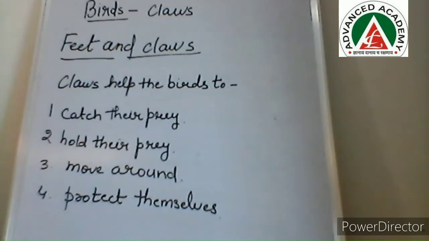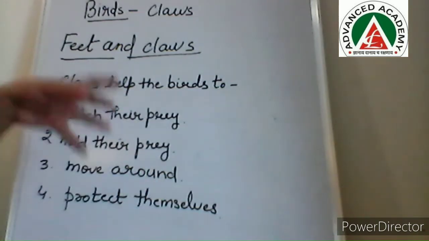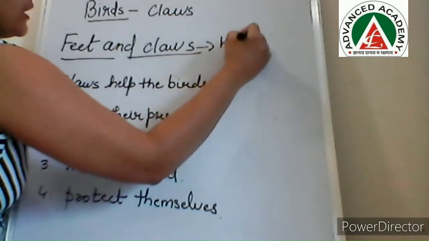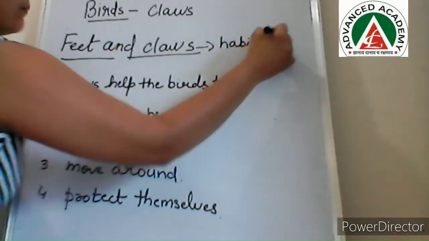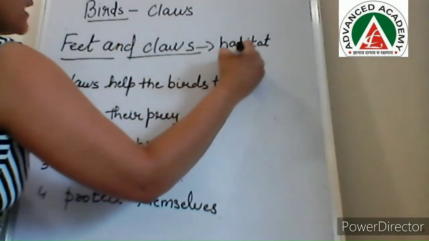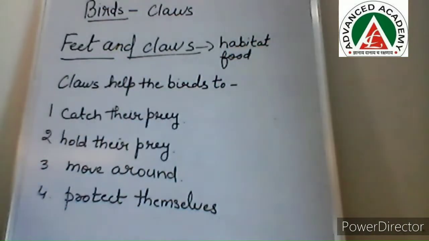The toes and claws reflect a bird's habitat, and the types of food it eats.